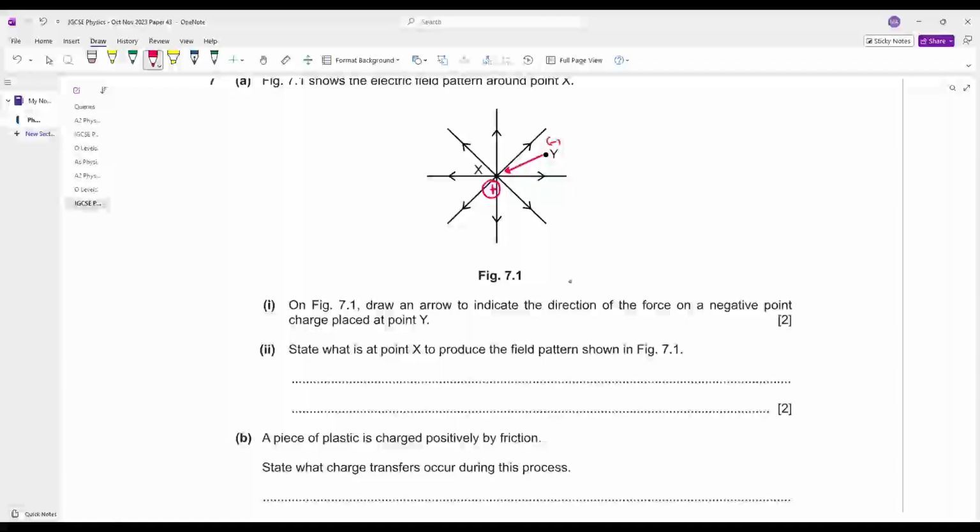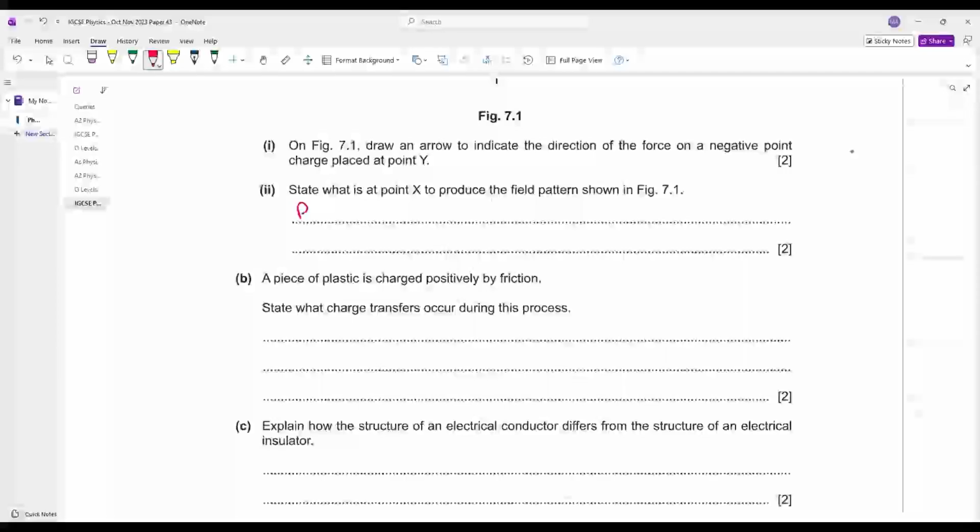State what is at point X to produce the electric field pattern shown in figure 7.1. We just discussed this. It is a positive point charge. Perfect. Let's move on to part B.